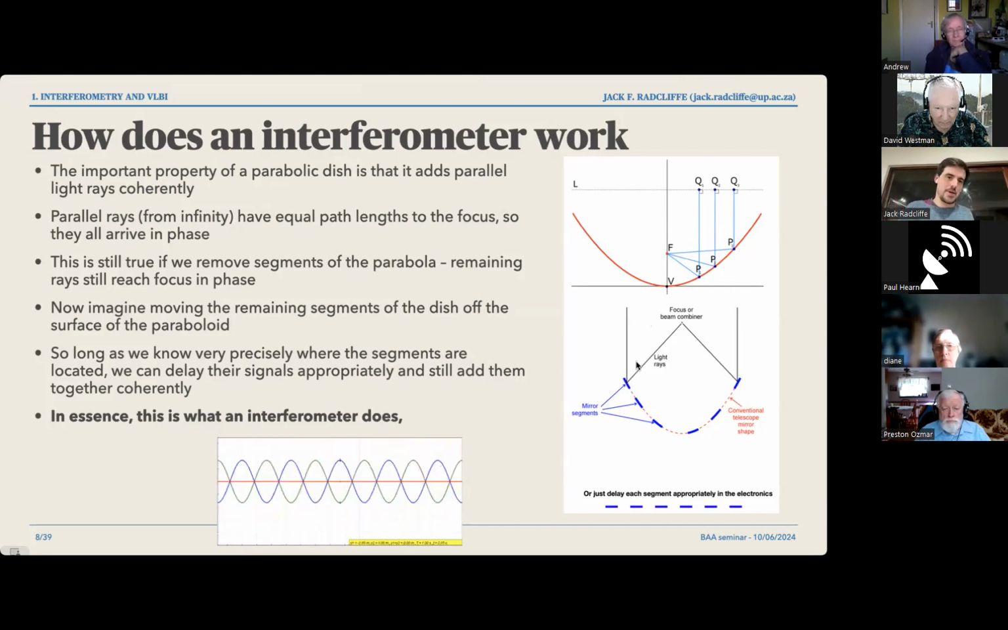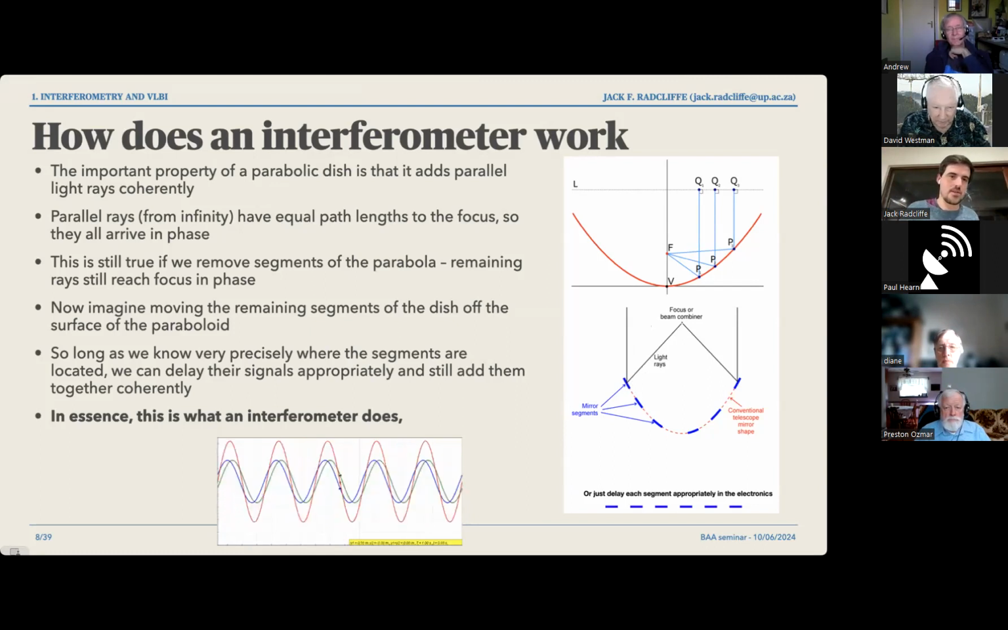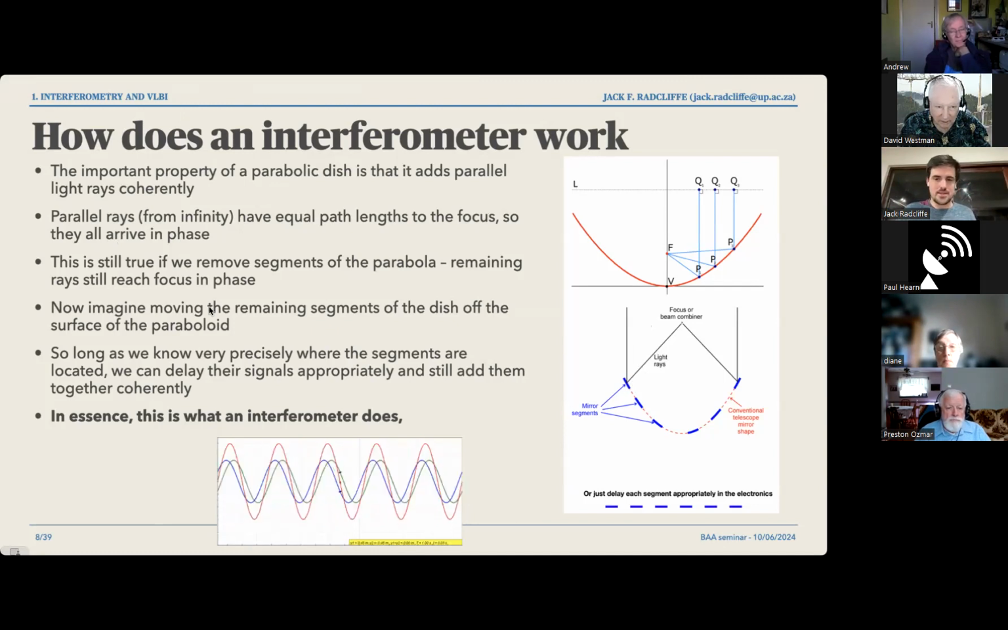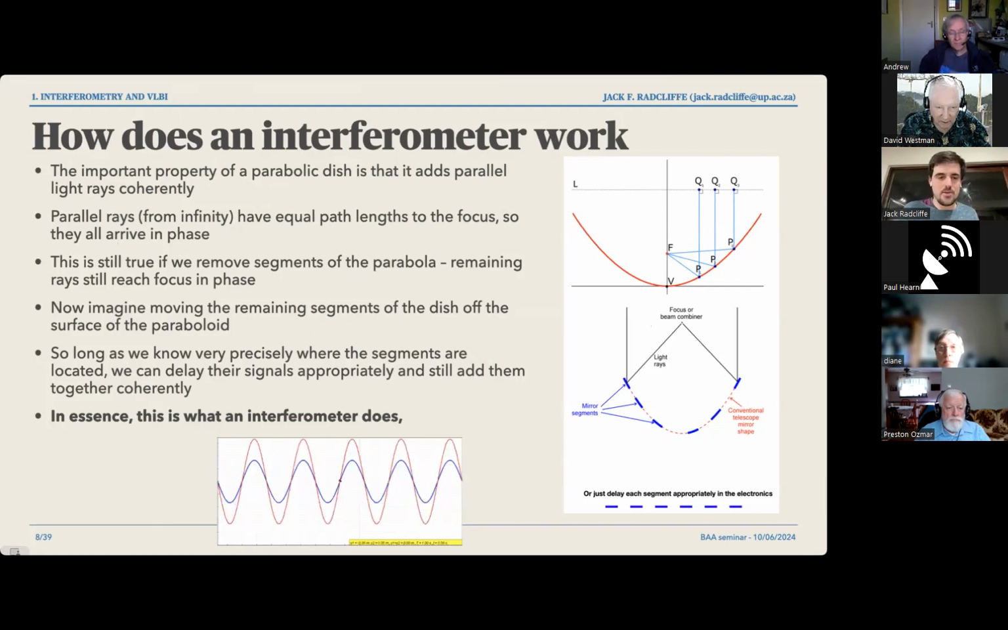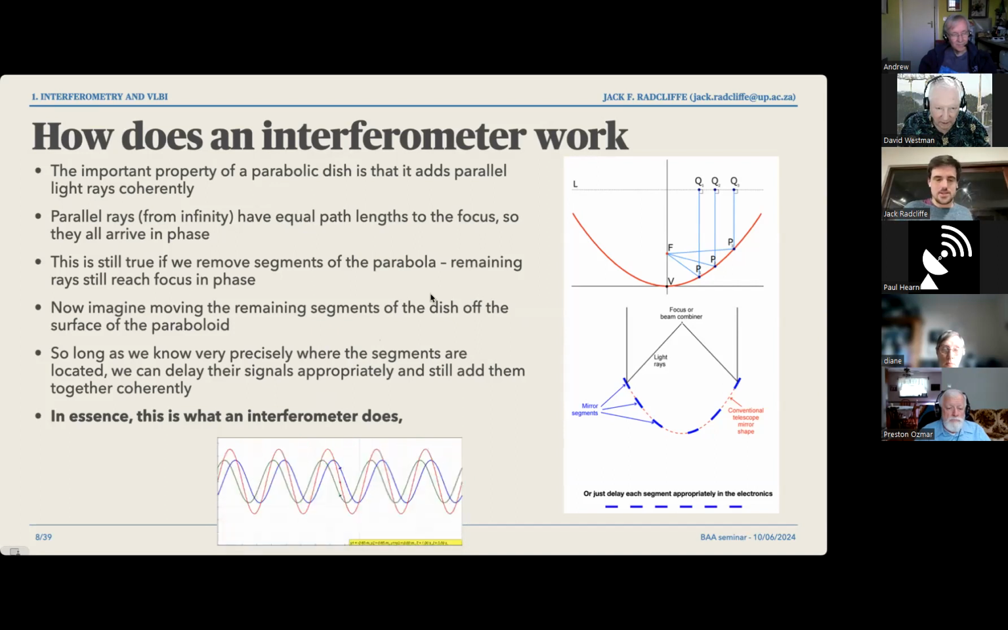So you could physically pick up your dishes and move them thousands of kilometers, which wouldn't work, or you could just delay the signal in the electronics below. If you delay the signal by the right amounts, they'll arrive at that focus position in phase again. As long as we know precisely where those segments are, and we know how far the signal is coming from, we can interfere the signals such that they constructively interfere. We get this red line where we keep our signal. You can do this either with electronics, or you can make the bit of wire a bit longer, so the signal takes longer to go through.